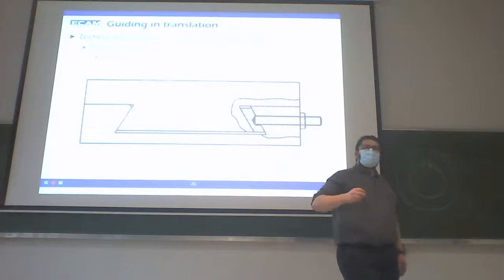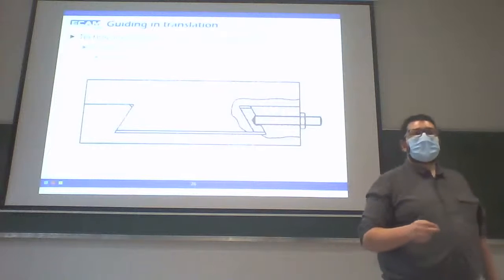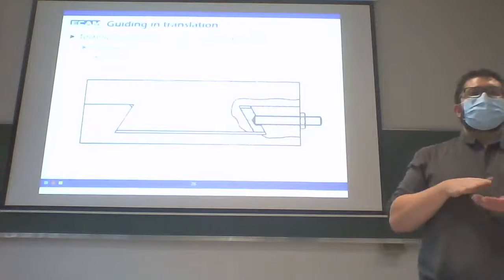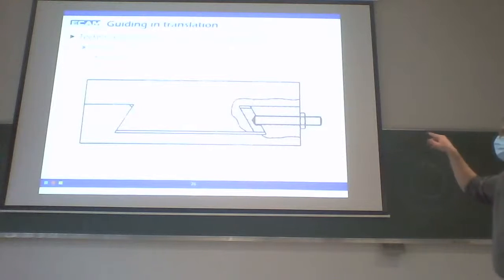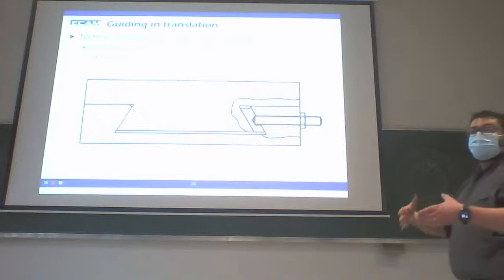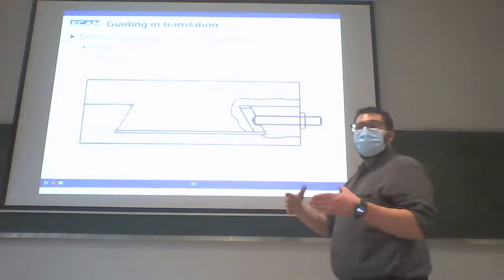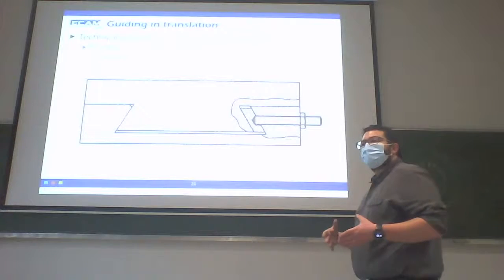If you look on the turning machine of the Fab Lab, you will see that the movement of the tools on the Fab Lab is realized by dovetail. Why dovetail? Because we have exactly the shape of the dovetail.